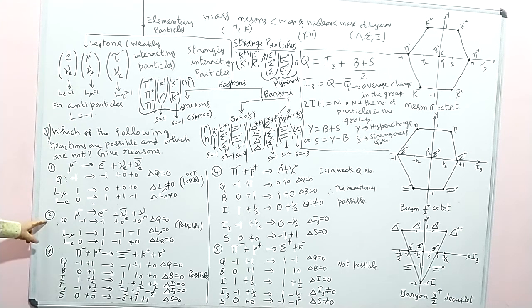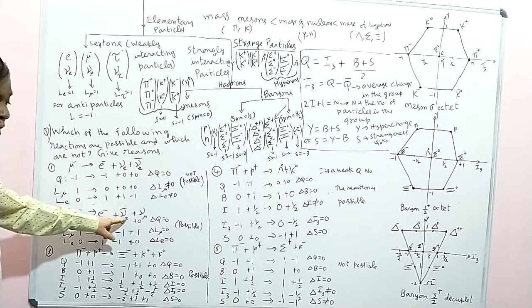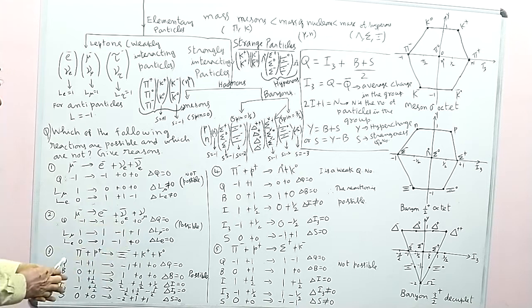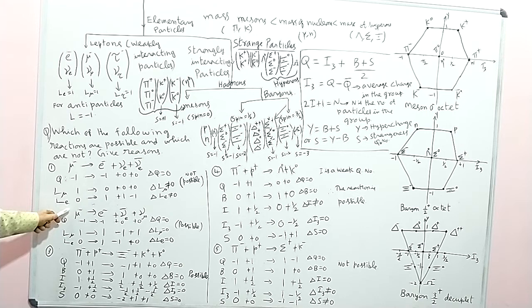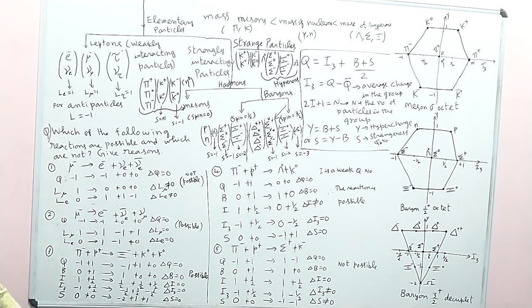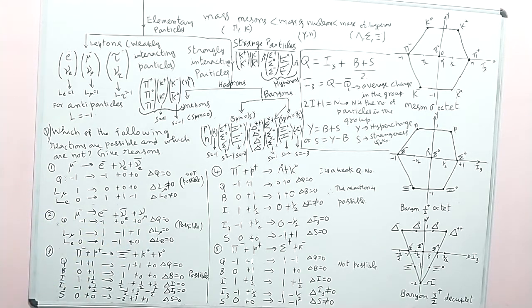Taking the example, question number 2, here mu minus decays into e minus plus nu e bar plus nu mu. This is the antineutrino associated with the electron, and this is the neutrino associated with the muon. Now here the charge for mu minus is minus 1, and on the other side the charge is minus 1, 0, 0. So both sides have equal charge, minus 1, minus 1. Therefore the change in charge delta Q is 0, and conservation of charge is satisfied.